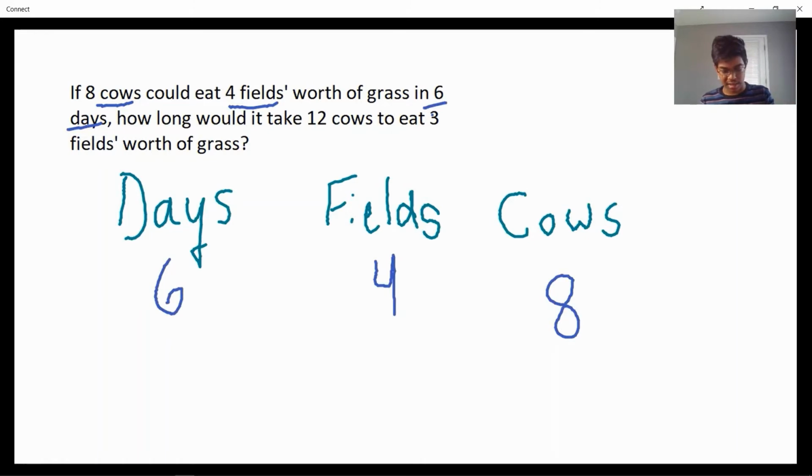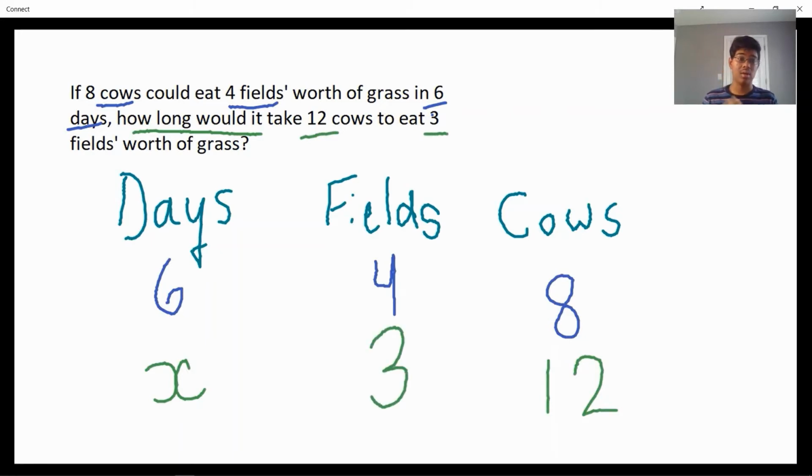Now, the second row, we're going to start with x days because we are solving for x. How long would it take? So we're solving for the number of days here. But we're given the number of cows. That's 12 cows here, as you can see, and 3 fields.